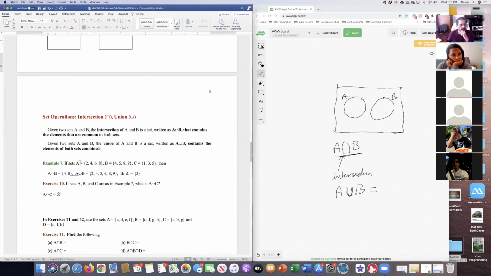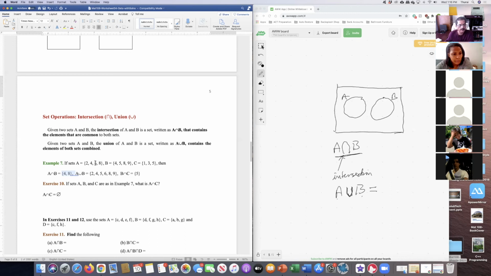The set A has 2, 4, 6, 8, B has these, and C has 1, 3, 5. Then A intersection B would be elements that are common to A and B. Look at A and B. What are the common elements? 4 is there in A and in B. 8 is also there in A and in B. And that's it. Nothing else. You have to identify all the elements that are common and put them together as a set. That set is your answer for A intersection B.